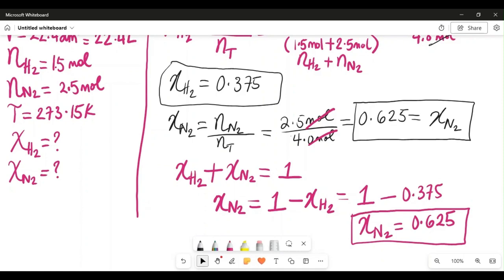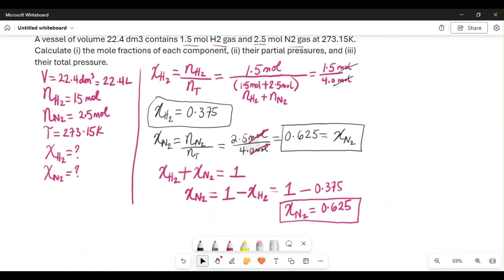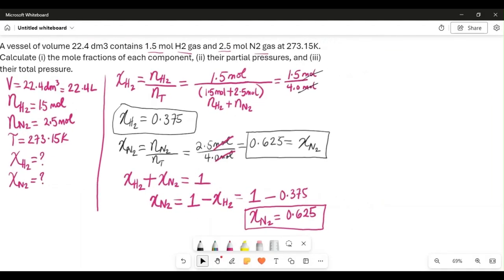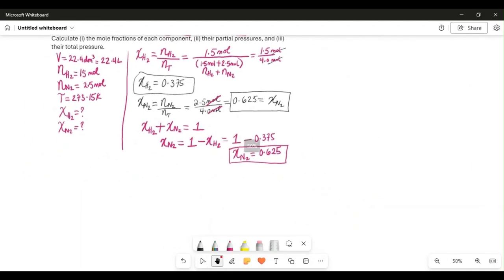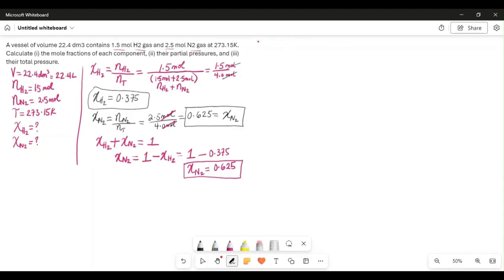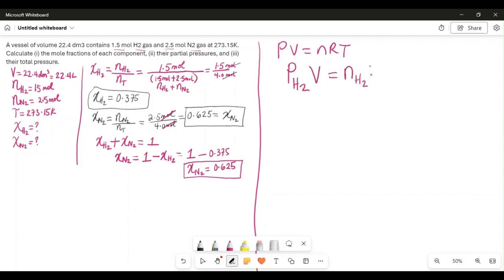We have two more parts to work on. The second one is to determine the partial pressures of each one of the components. So the partial pressures would be PV equals nRT. We have to use this because we're dealing with a perfect gas. PV equals nRT is just the perfect gas equation. To find the partial pressure, we'll be focusing on one component at a time. So let's start with the one for H2. That would be P_H2 V equals n_H2 RT.